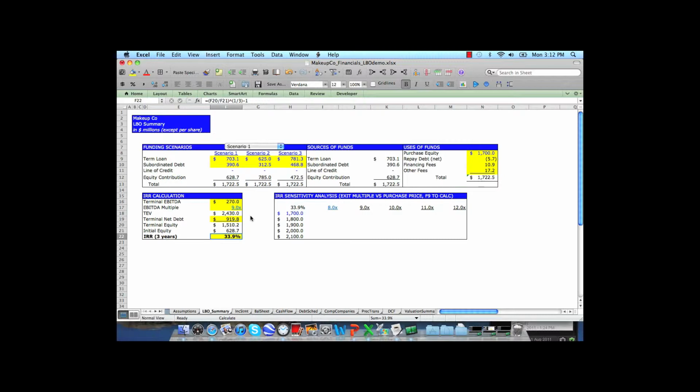Now, just want to show you a few things. If we switch from scenario 1 to scenario 2, our IRR goes down. That was the scenario where we had to put up a lot more equity than we did in scenario 1. Likewise, if we move to scenario 3, our IRR is much higher than we started. We started at 33, now it's almost 41. So it just shows you that basically one of the main drivers is the amount of that equity contribution.